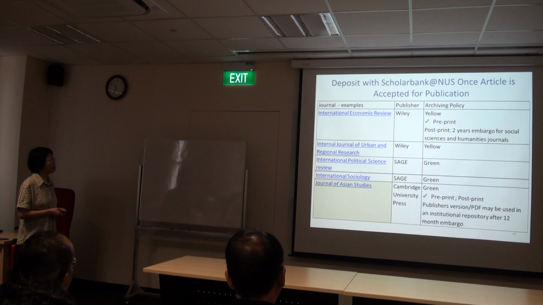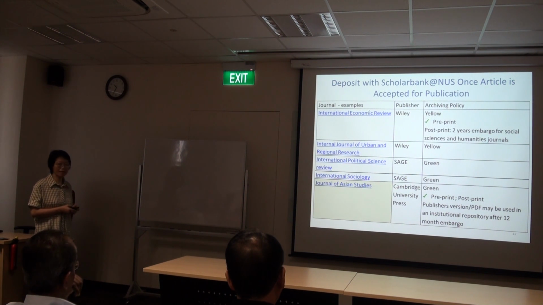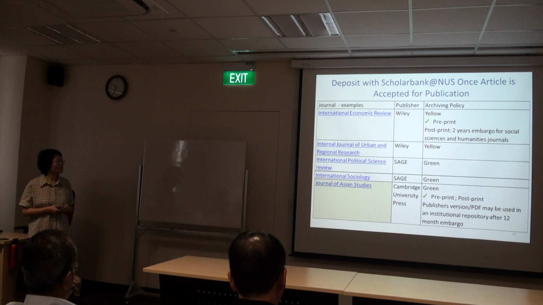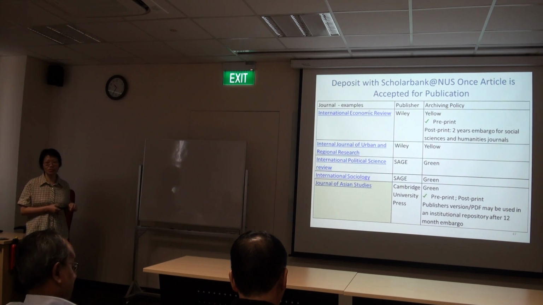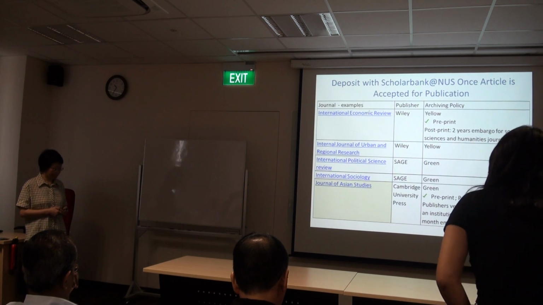The next one, International Journal of Urban and Regional Research, again published by Wiley, with a yellow archiving policy. International Political Science Review, published by SAGE, with a green policy. And International Sociology by SAGE, and Journal of Asian Studies by Cambridge University Press. Later we'll use this as an example for demonstration. So green allows us to deposit the preprint, post-print, and the publisher version after 12 months.